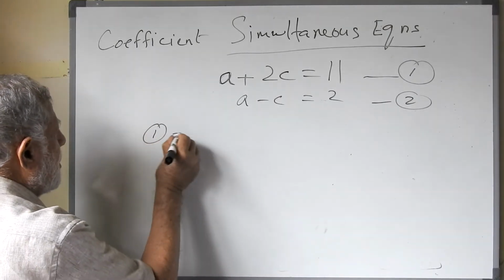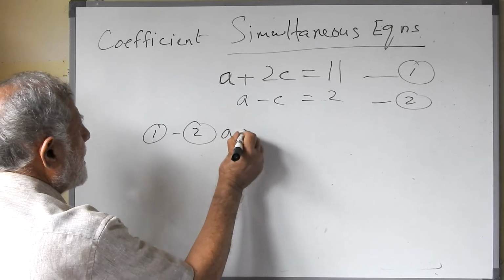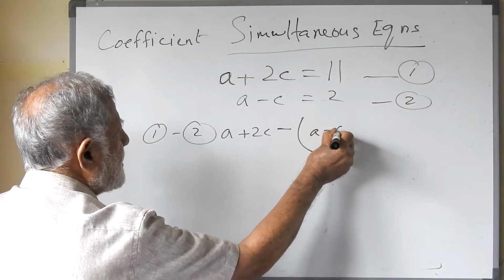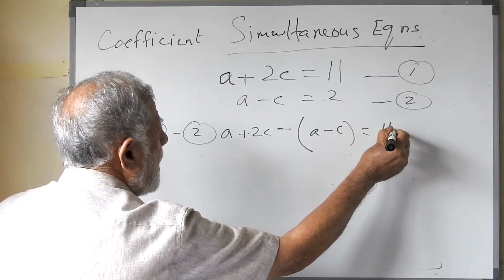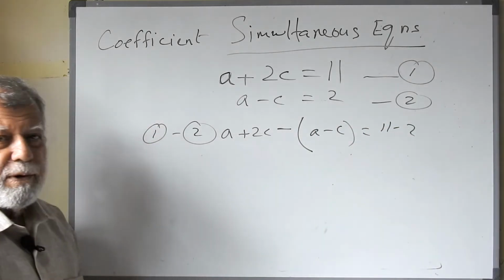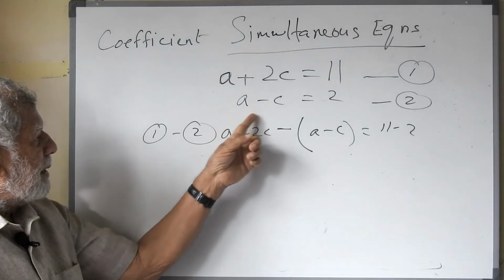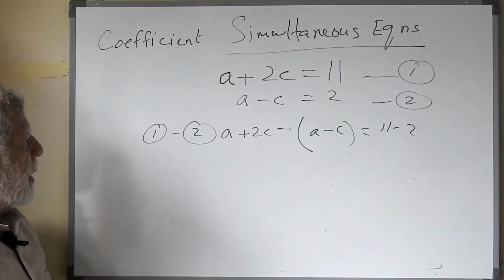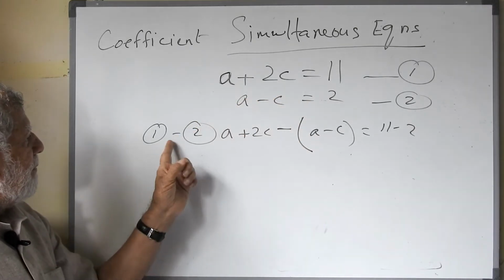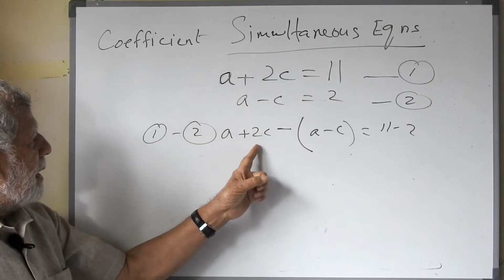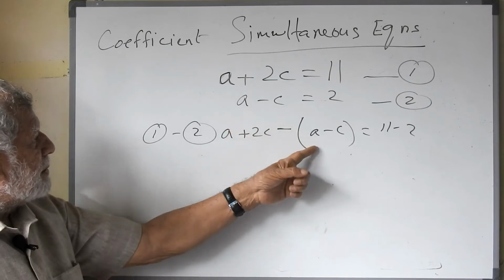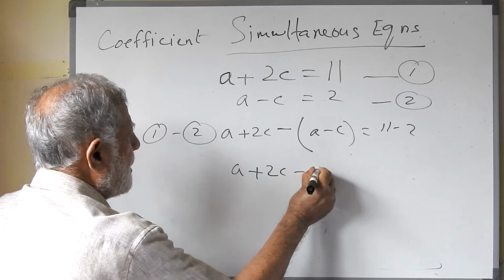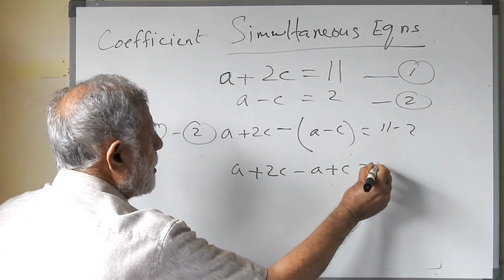So 1 minus 2, that is a plus 2c minus bracket a minus c is equal to 11 minus 2. You have to be very, very careful to put the bracket when you are subtracting. If you don't put the bracket here, the whole answer will go wrong and nothing will get cancelled. So from 1 we are taking away 2. So a plus 2c minus a plus c is equal to 9, after removing the bracket.